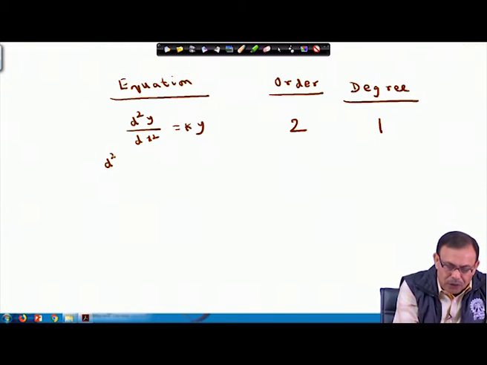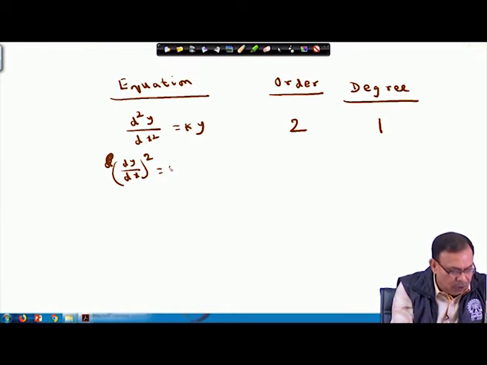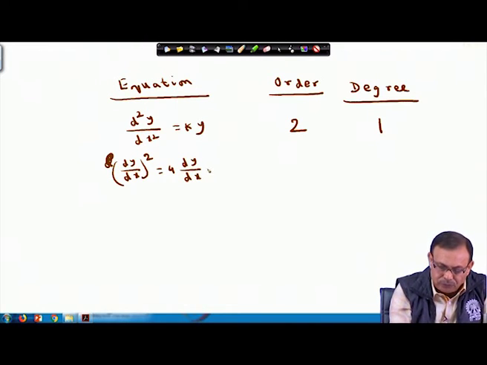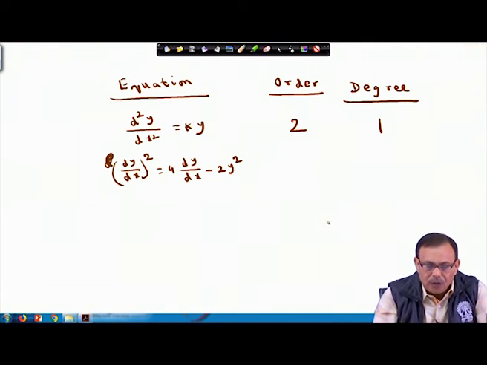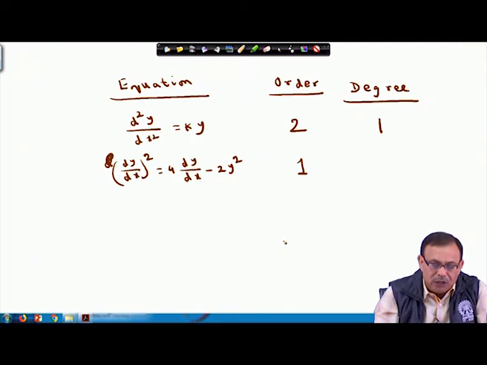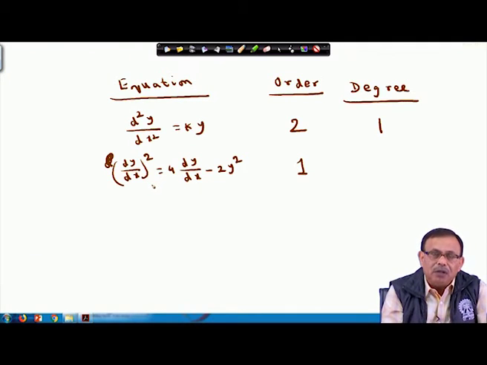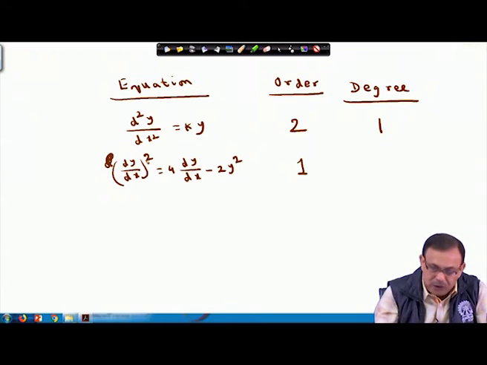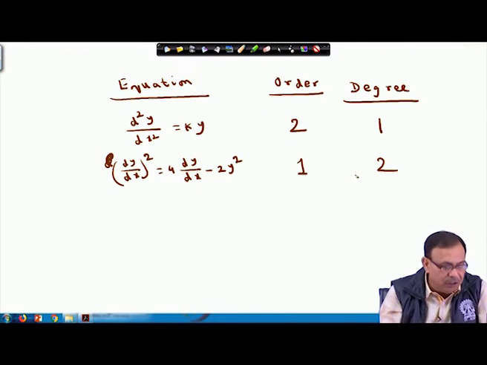Similarly, say we have an equation (dy/dx)² equals 4 into dy/dx minus 2y². So, the equation is (dy/dx)² equals 4 dy/dx minus 2y². What is the highest order derivative appearing? That is first order, only dy/dx. Therefore, the order of this is 1, and what will be the degree? Degree is the power of the highest order derivative. Your highest order derivative is dy/dx and the whole square is there. Therefore, your degree will be equal to 2. So, for this equation the order is 1, the degree is 2.